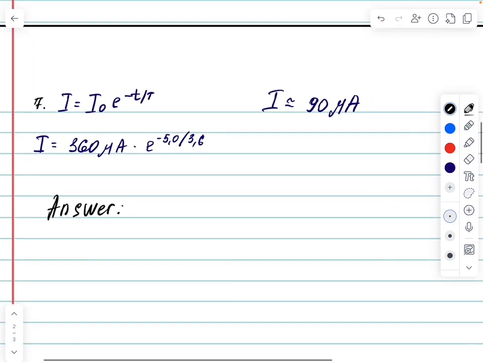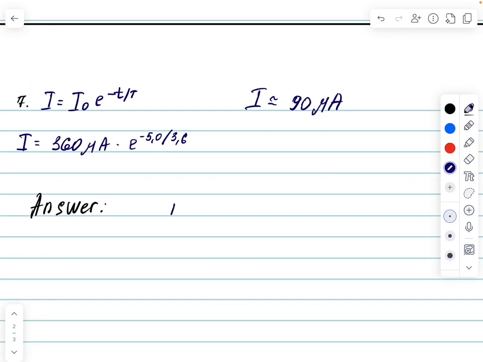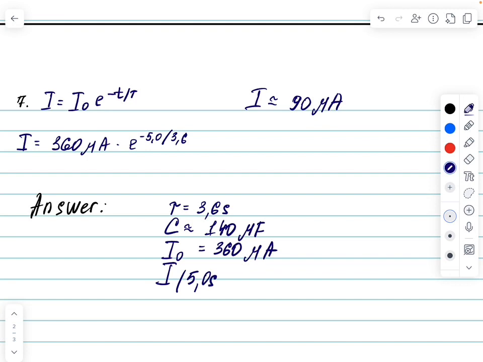And at first, our time constant is 3.6 seconds. Our capacitance is about 100 microfarads. Our initial current is 360 microamperes. And current after 5 seconds is about 90 microamperes.